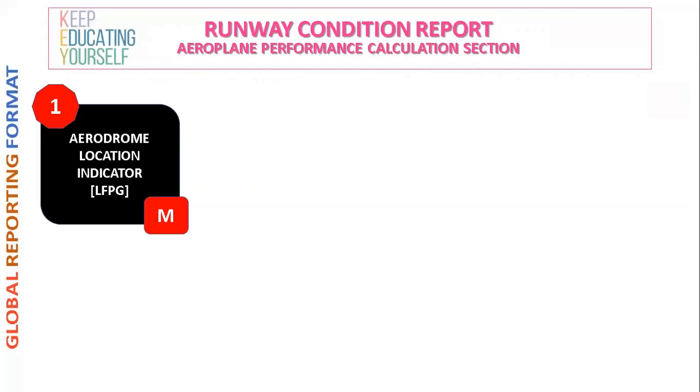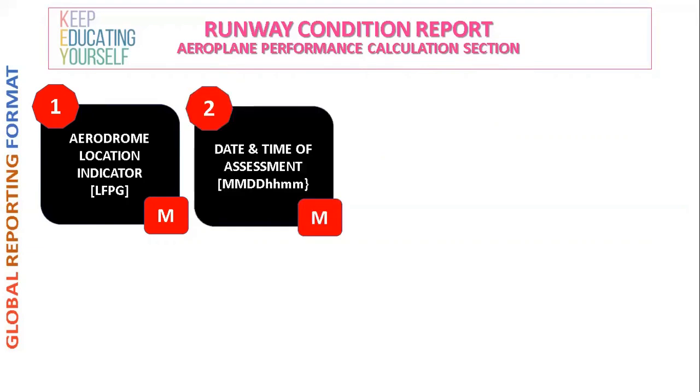It's a 4-letter ICAO location indicator, in accordance with DOC 7910. DOC 7910 is location indicators. So for example, here 4-letter, Lima Foxtrot Papa Golf, Paris. So first thing, it is mandatory. I have shown here this information is mandatory. So first element, it is mandatory: the aerodrome location indicator, a 4-letter ICAO location indicator.